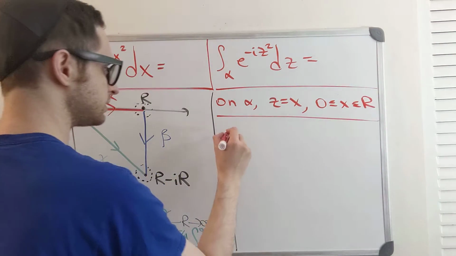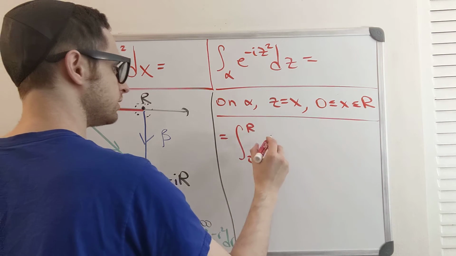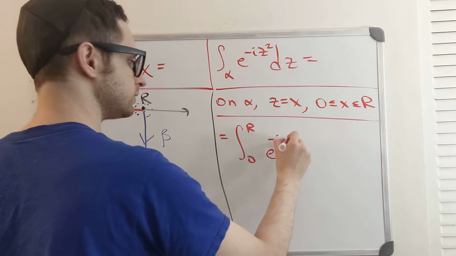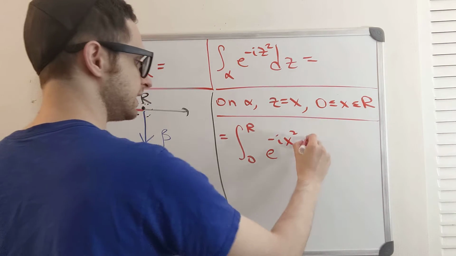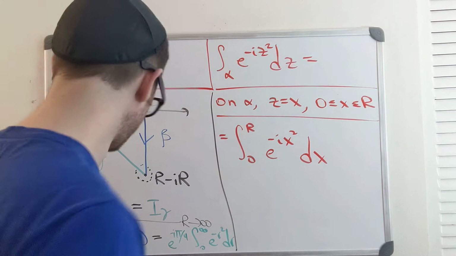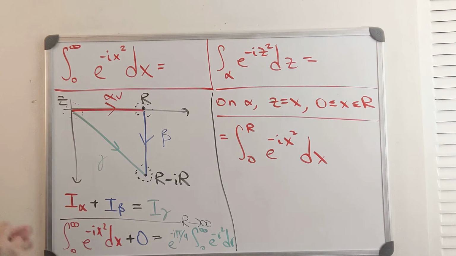So we should expect that this would be equal to the integral from 0 to big R of e to the minus i z squared, where z equals x, and dx and dz will be equal to each other. We don't need to include any extra factors. So this really is the integral we want. In the limit as r goes to infinity, it's the thing we were trying to calculate. So that confirms what's going on with the red piece here.